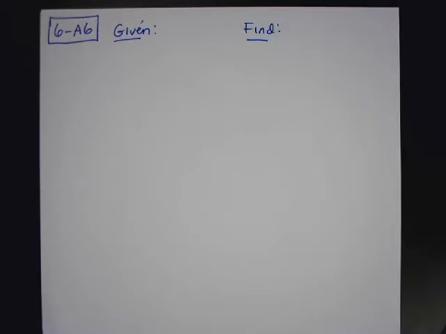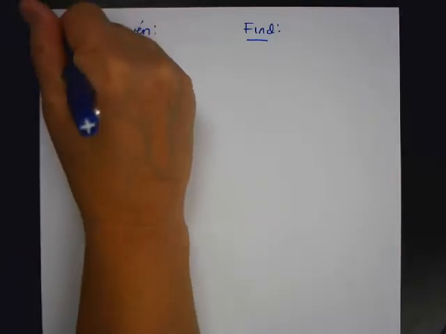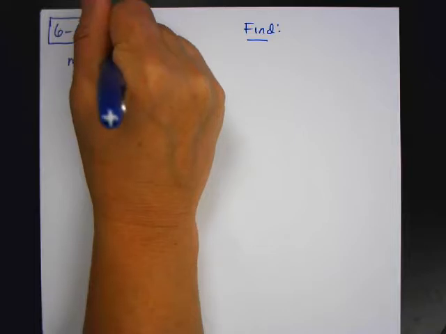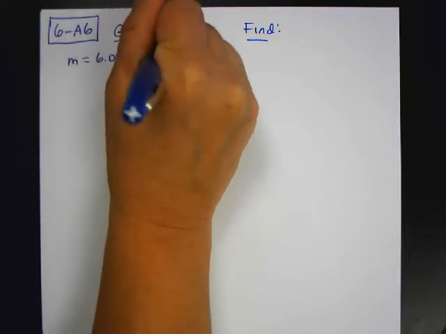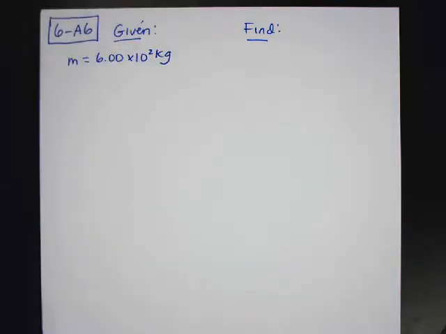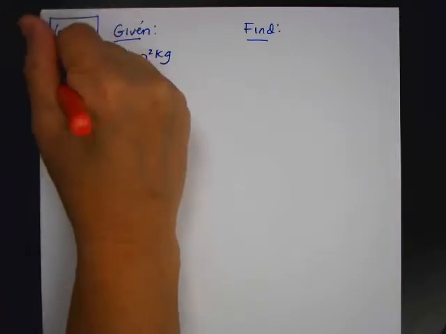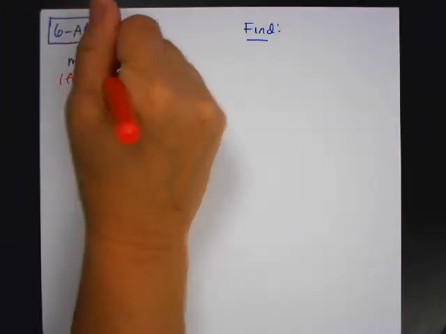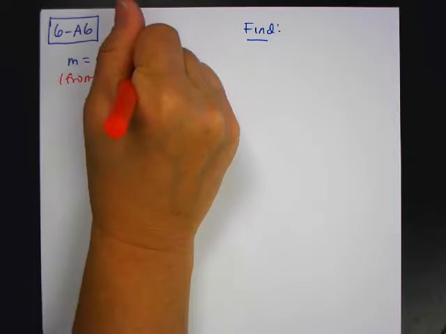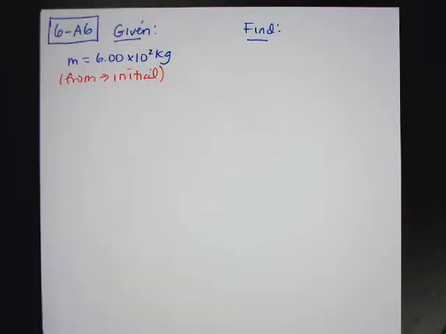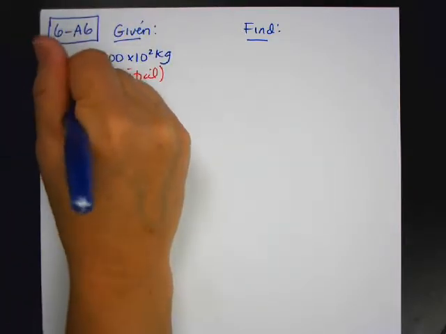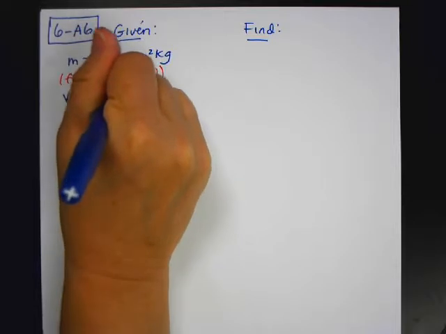So kilograms tells us the mass. So the mass is equal to 6.00 times 10 to the 2. So the velocity is changed from. So the word from is important because the word from means initial. So the initial velocity is 10 meters per second.